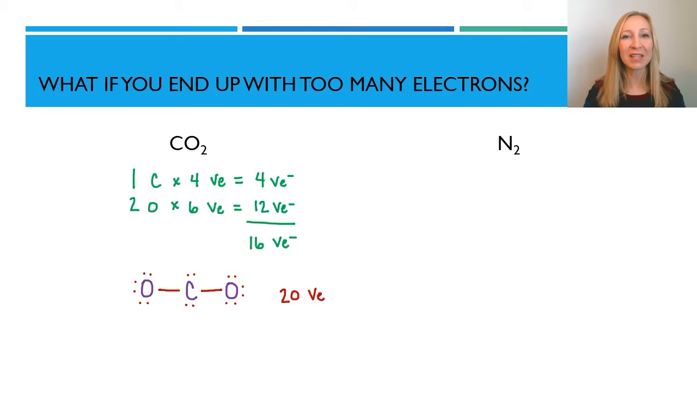You're probably used to this working out perfectly, where the number that you started with, that 16, equals the number that you end up with, the 20. Well, as you can easily see, they don't equal each other. 16 does not equal 20. So what do we do? Take a look at these two pairs of electrons.